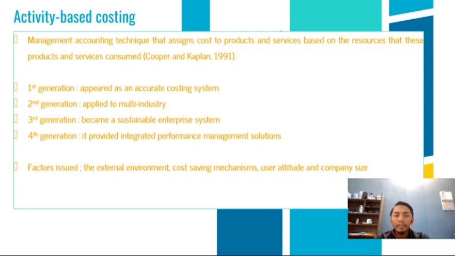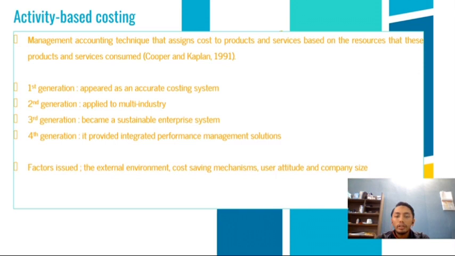According to Cooper and Kaplan, activity-based costing is a management and accounting technique that assigns costs to products and services based on the resources that these products and services consume. Hence, ABC is an approach to the costing and manufacturing of activities which involve tracing resource consumption and costing of final output, and focus attention on cost drivers, or simply we can say the activities that cause costs to increase.